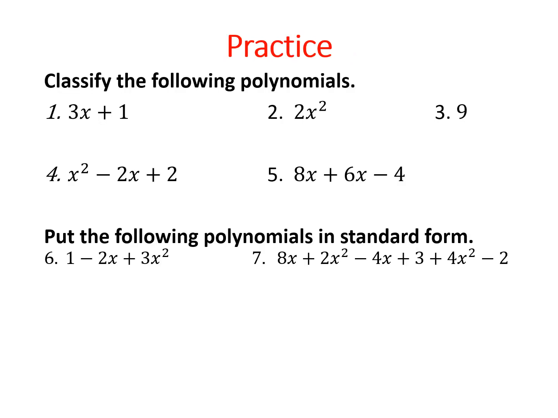Okay, now it's time to do some practice with the new vocabulary that we have just gone over. For the first 5 questions, I want you to classify the following polynomials. You will need to use 2 words for each of these. The first word will either be constant, linear, or quadratic. And the second word will either be monomial, binomial, or trinomial.